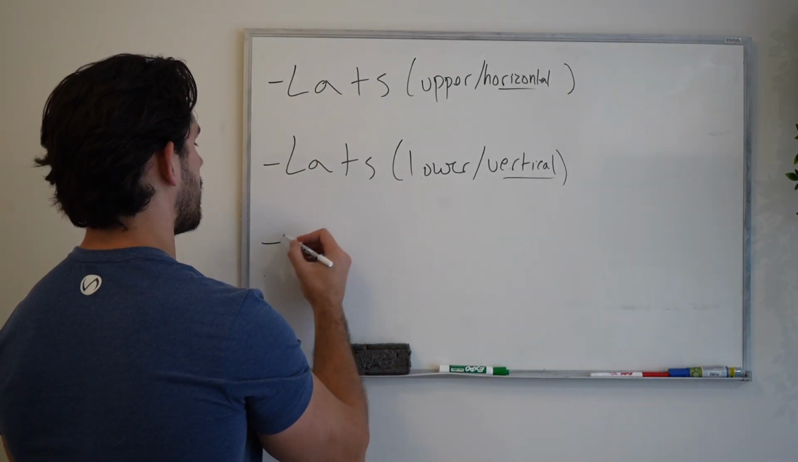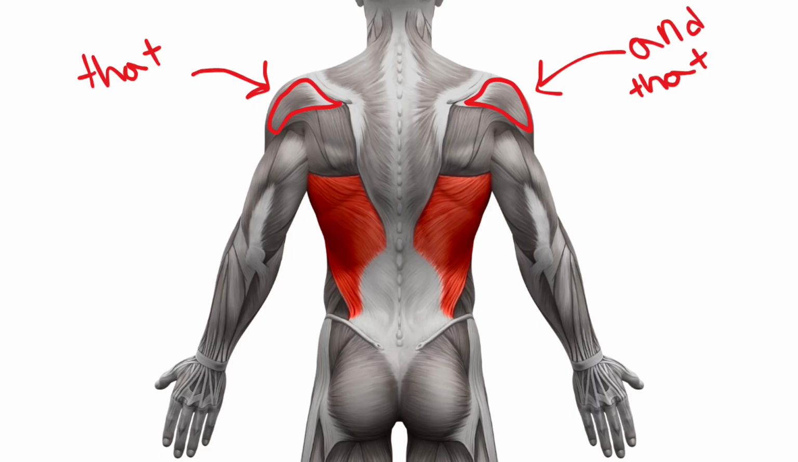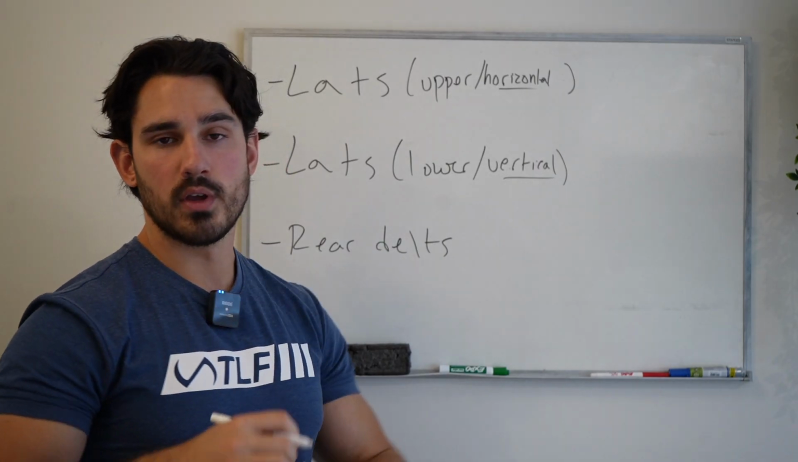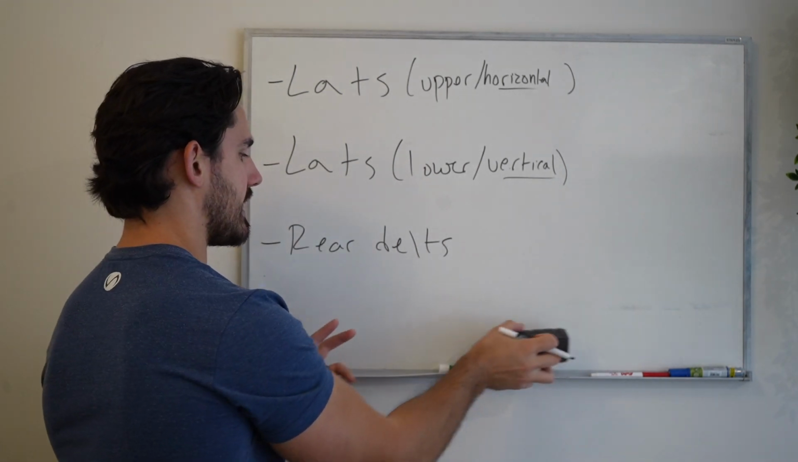But the other 2 categories are rear delts, right? Many of you know what the rear delts are. The back portion of the delts, also known as the posterior portion of the delts, which kind of perform wider type motions, flies, and those kinds of things. But again, we'll go over that in just a second.